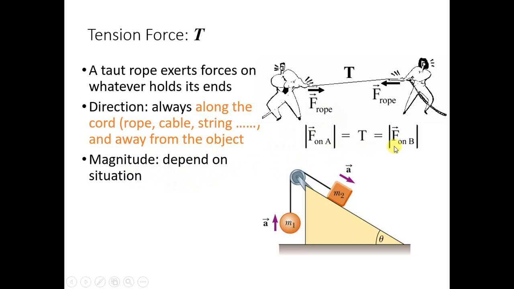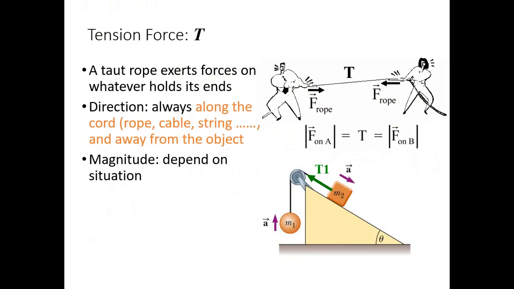So F on A is equal to T, F on B. Okay, F on A is equal to F on B. There are two persons. See here also there are m1 and m2, two masses. Here acceleration is in this direction, and here acceleration is in this direction. So these are the tensions, T1 and T2. So T1 is equal to T, which is equal to T2.